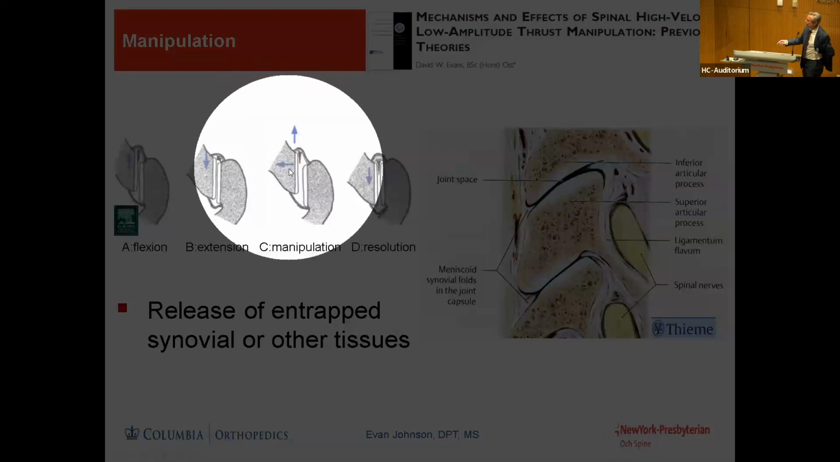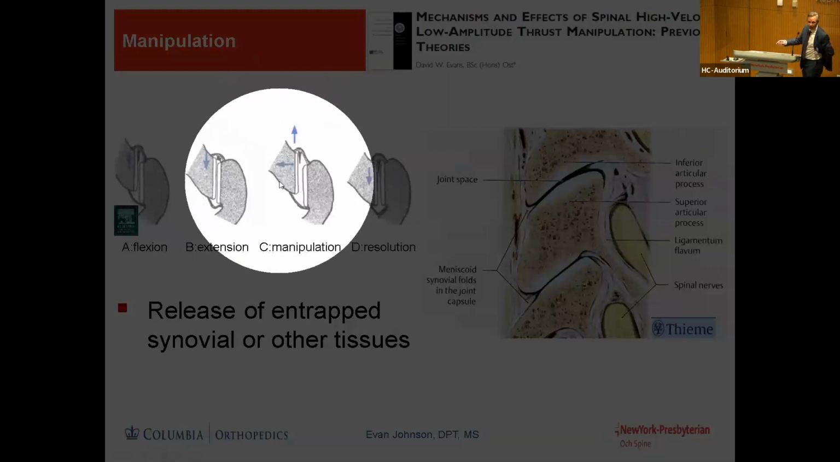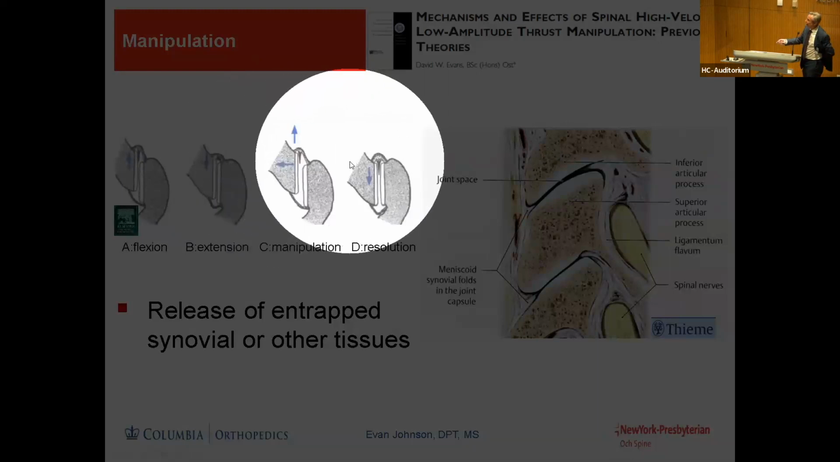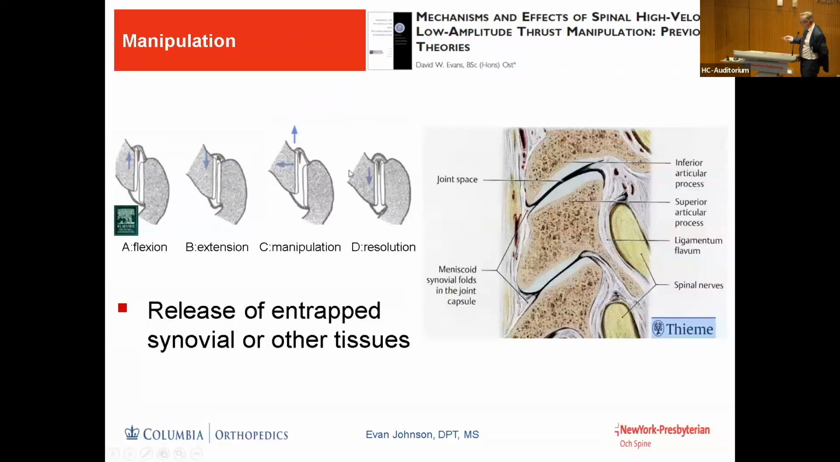The idea of manipulation for this trapped meniscoid would be to open that area, right? And then to allow it to return to a normal state. So this was proposed by Bogduk, Nikolai Bogduk.